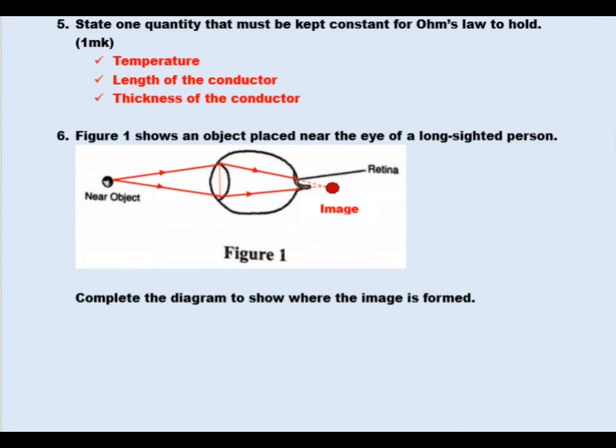So that means the rays from the object pass through the eye lens and then they converge beyond the retina. So that means you cannot be able to see that object.